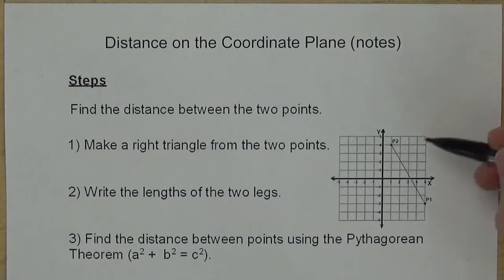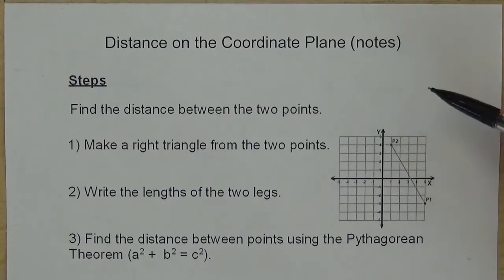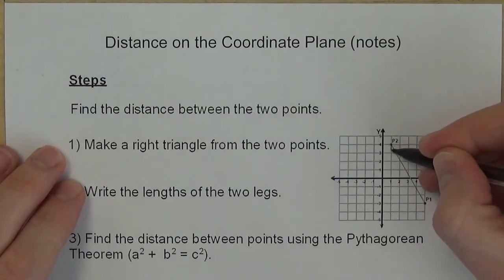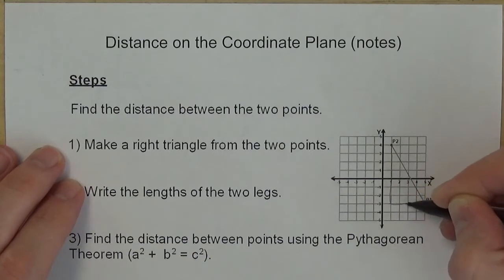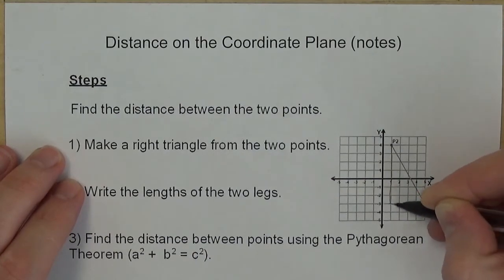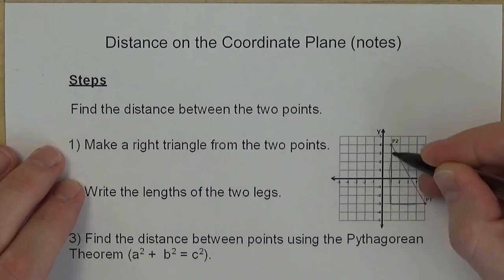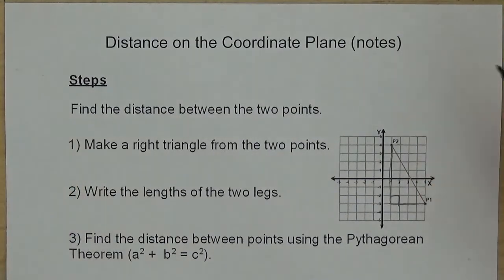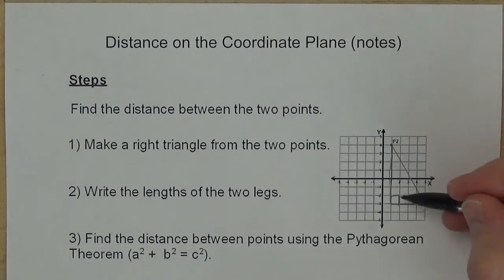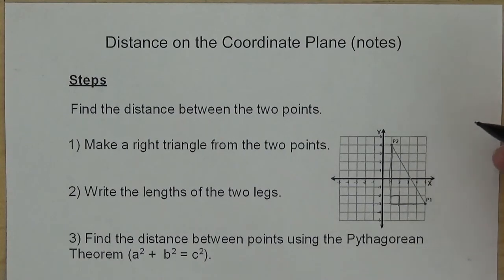What we're going to do is take this diagonal distance here and create a right triangle from these points as well. So we're going to come straight down from the top point until we're level with the other point. And then we're going to go straight over to meet the other point there. And that's going to make a right triangle for us. And now we can use the Pythagorean Theorem, with this being the right angle, to help us find the length of this missing side. Obviously this side right here is going to be the longest side, so it's going to be side C.